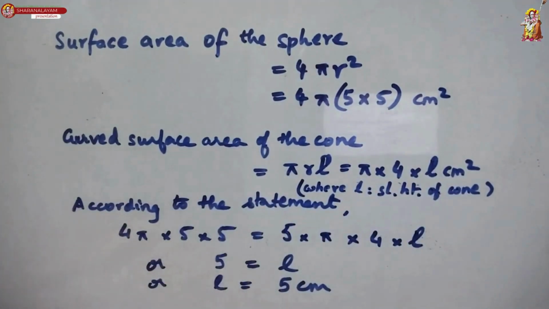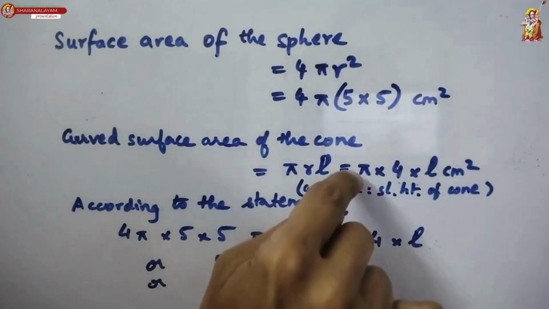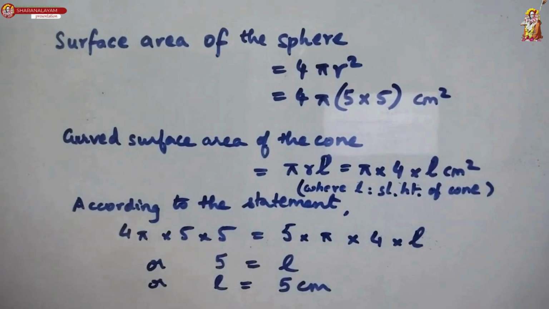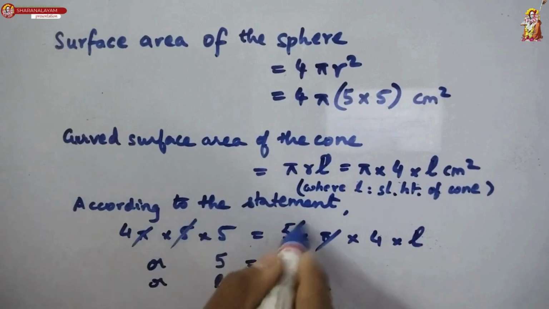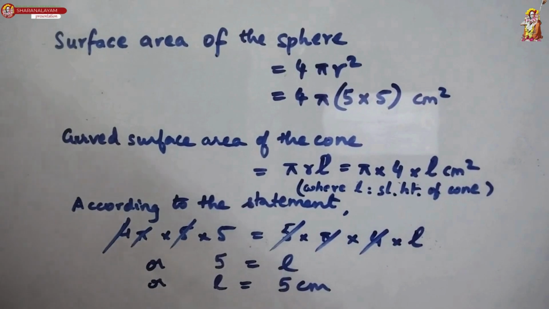Now, according to the statement, the surface area of the sphere is 5 times the area of the curved surface of the cone. So, this 4 pi into 5 square is 5 times pi rl, 5 times pi into 4 into l. So, we get this equation. Now, we can cancel out this pi and this pi, this 5 and this 5, this 4 and this 4. So, we are left with 5 equal to l, or l equal to 5 centimeters.